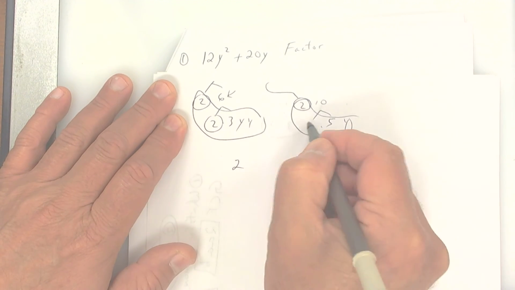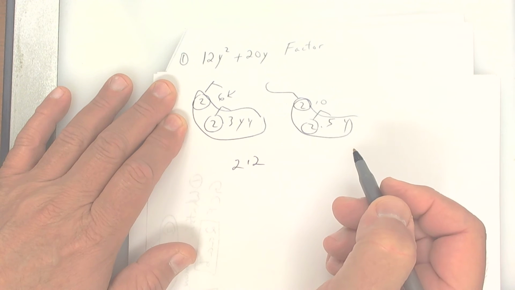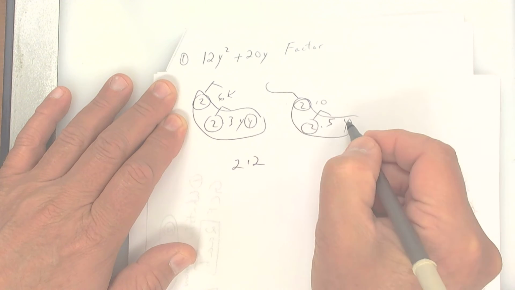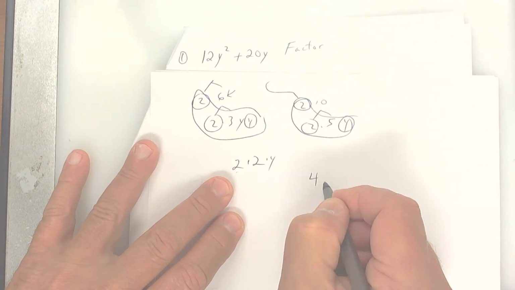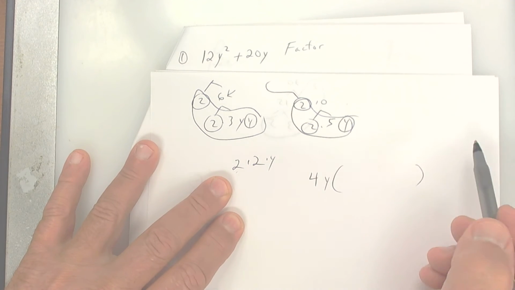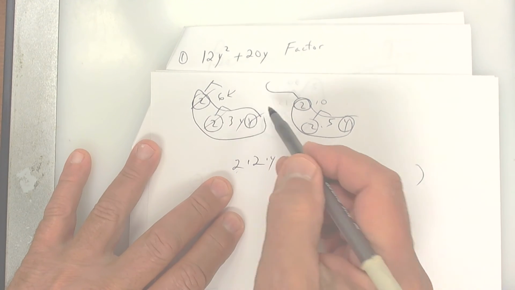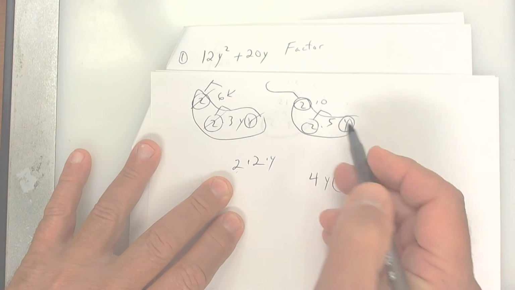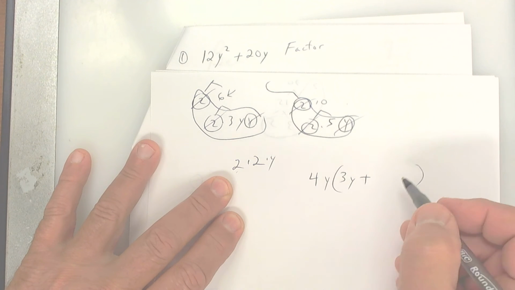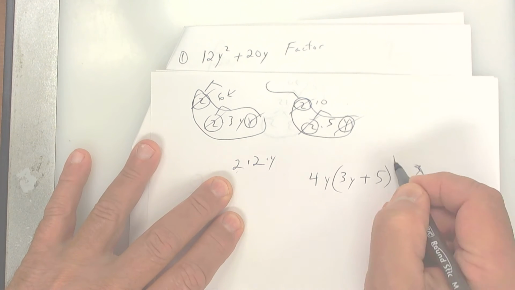Anyway, we have a 2, take a 2 out. We have a 2, take another 2 out. We have a y, take a y out. So your greatest common factor is 4y. Now, if you take out the 4 and the y, you're left with 3y. If you take out the 4 and the y, you're left with 5, and that's your answer.